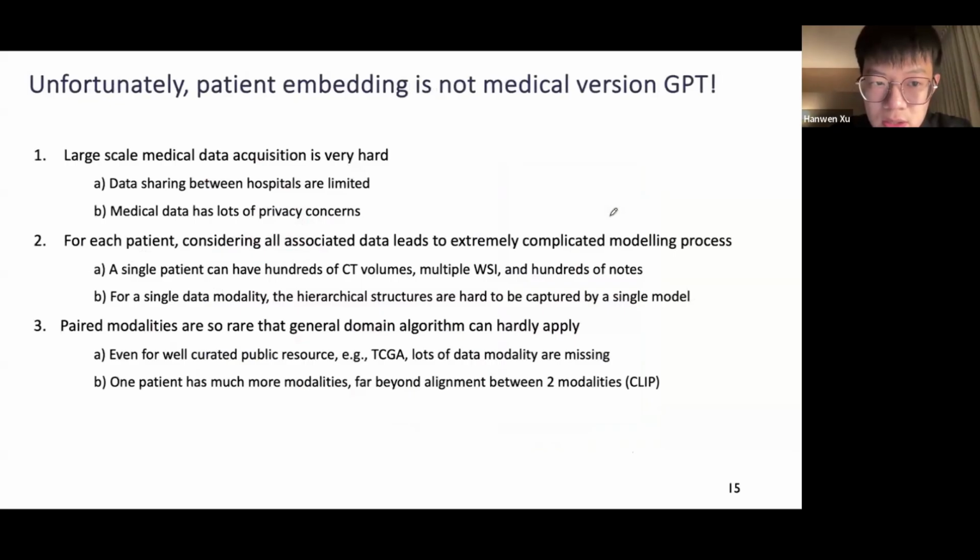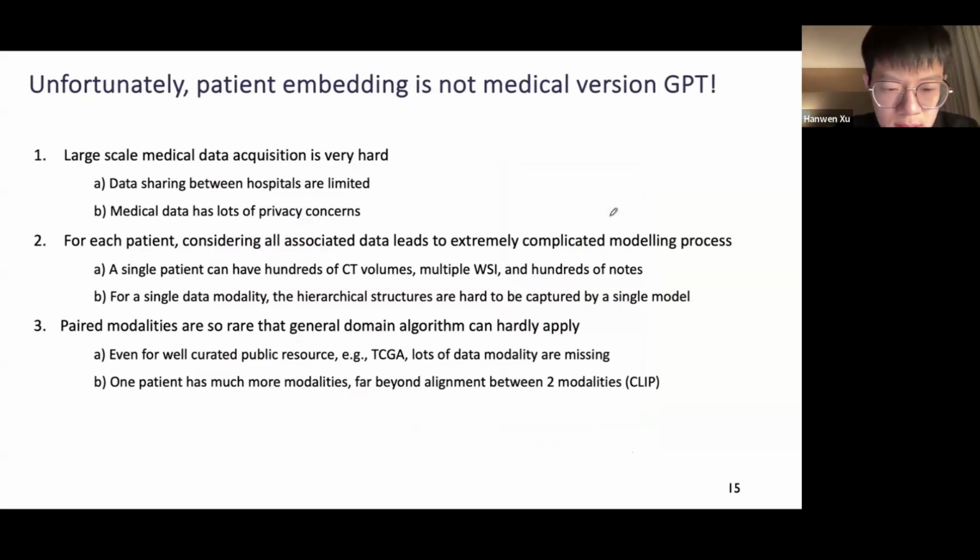The third challenge associated with the patient-level embedding model is that paired data or paired modalities are actually very rare in the medical domain compared to the general domain. So the algorithms we developed in the general domain, like CLIP alignment, image-to-text, or vision-language models, can hardly apply.